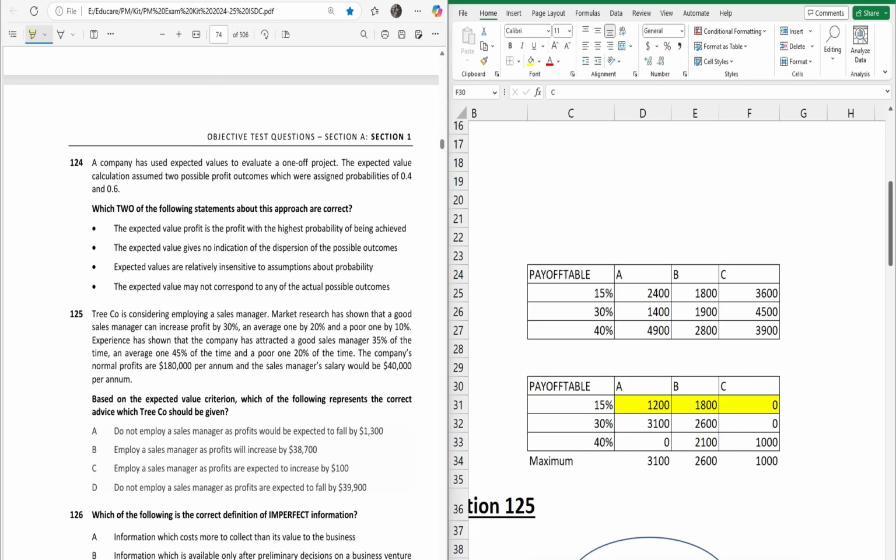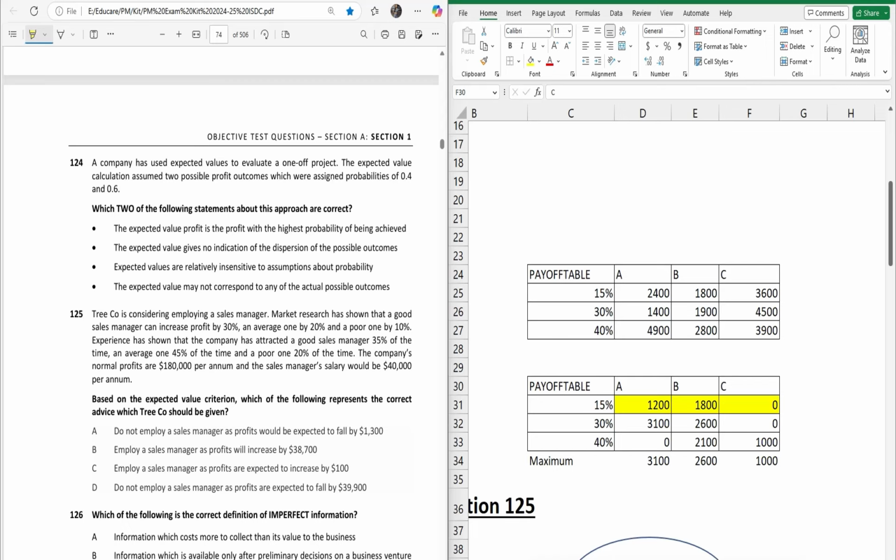Then we have: expected value is relatively insensitive to the assumption about the probability. So it's again incorrect. Expected value is directly affected by the assigned probabilities. So a change in probability will lead to a change in the expected value. Again, it's incorrect.